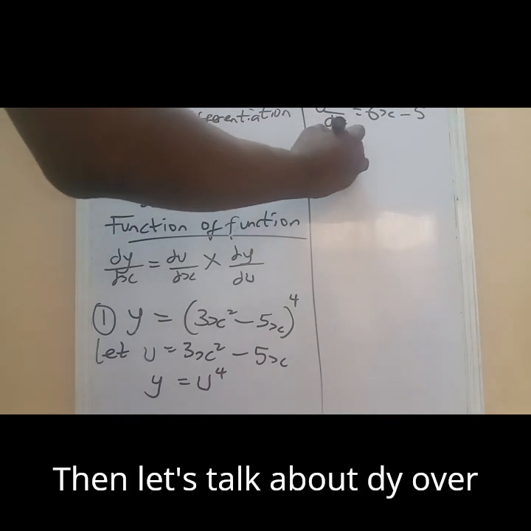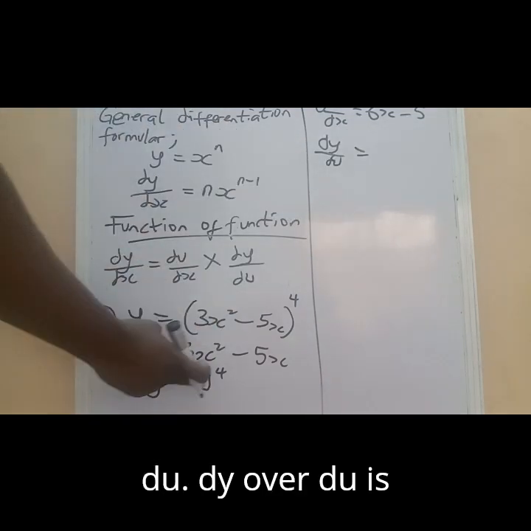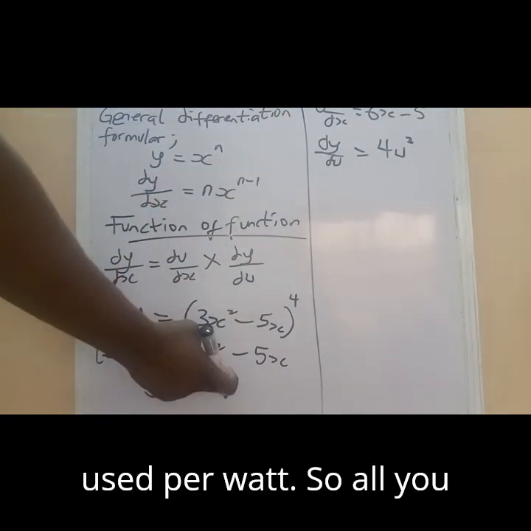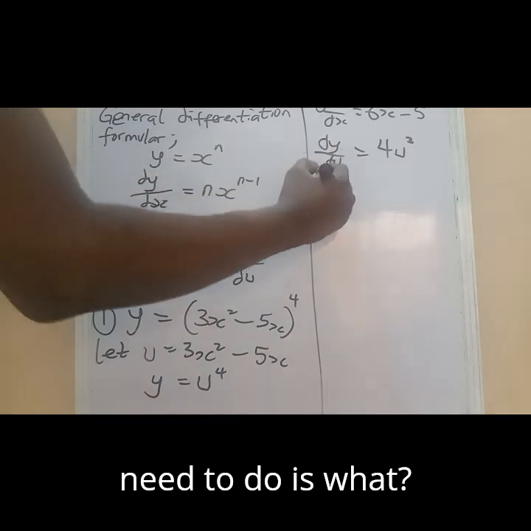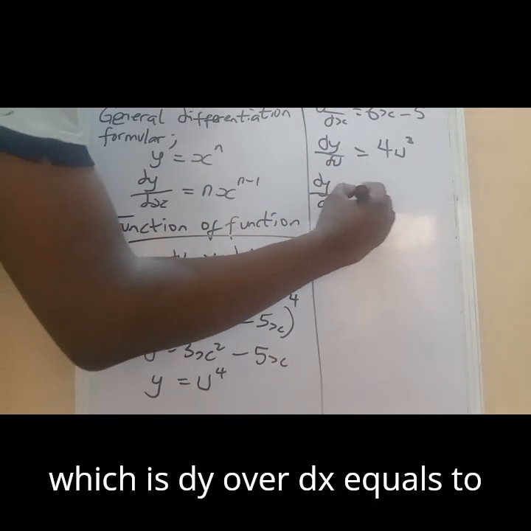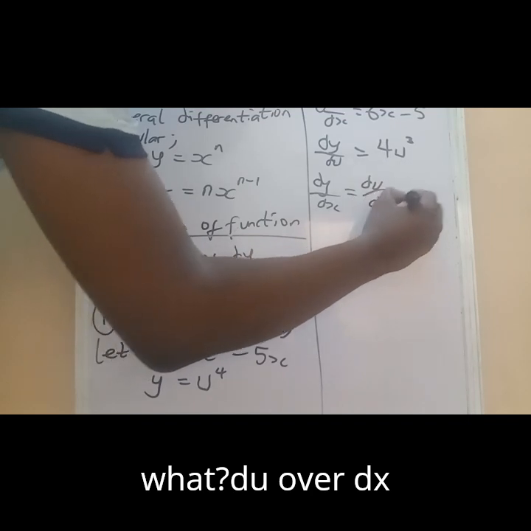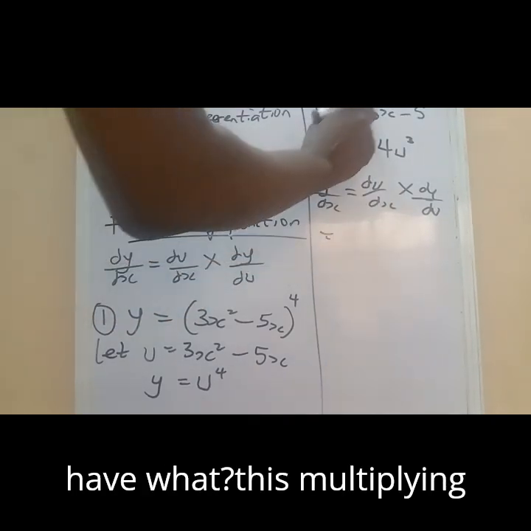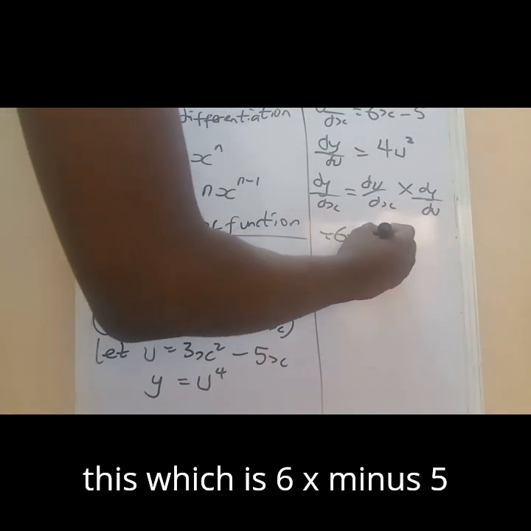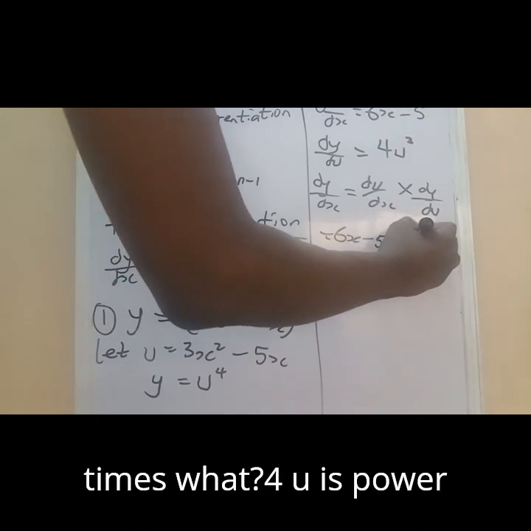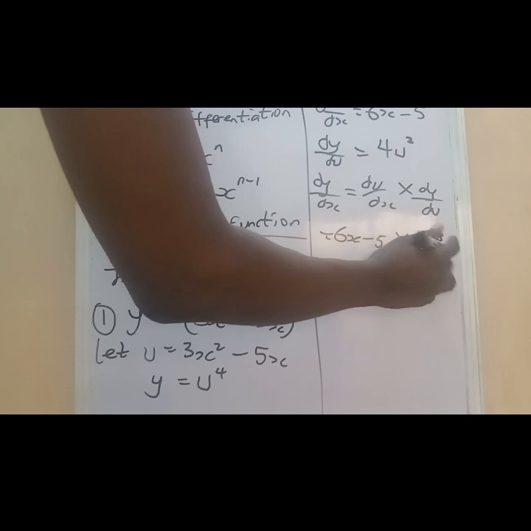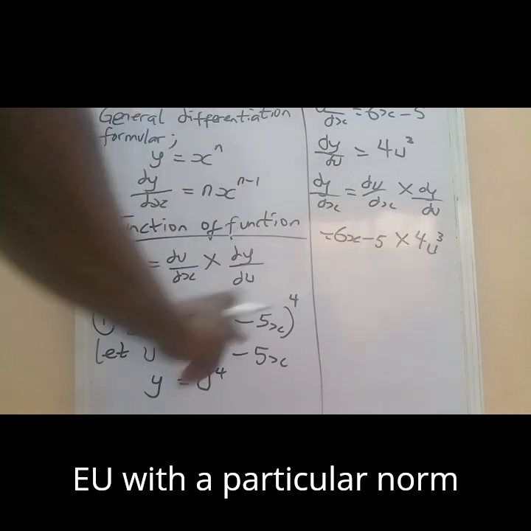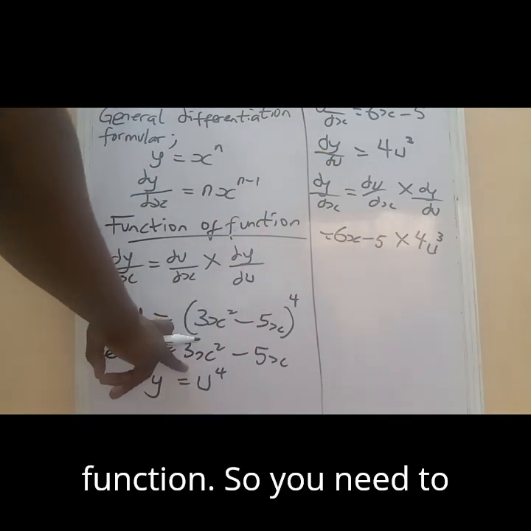Then let's talk about dy over du. Dy over du is straightforward, which is 4 multiplied by the coefficient of u, which is 4u raised to power 3. You subtract. So all you need to do is bring the formula back, which is dy over dx equals du over dx times dy over du. Then you have this multiplying this, which is 6x minus 5 times 4u raised to 3. So you are not done, because you replaced the u with a particular function. So you need to bring back that function, which is this.